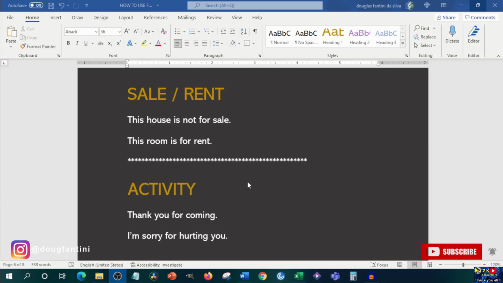So, for sale or for rent, as in the examples. This house is not for sale. This is not the purpose of my having this house. And this room is not for rent, because somebody can ask, can I rent your room or your house? No, it is not for rent and not for sale either. Okay, not for sale, not for rent.